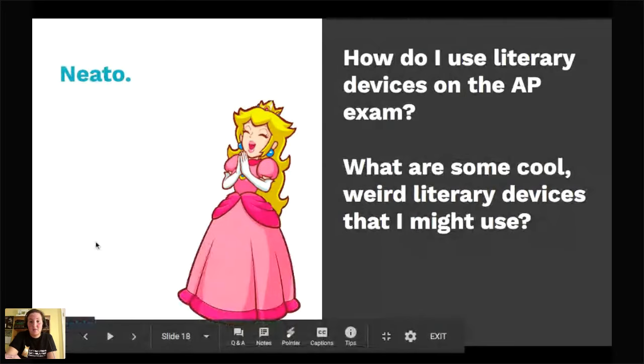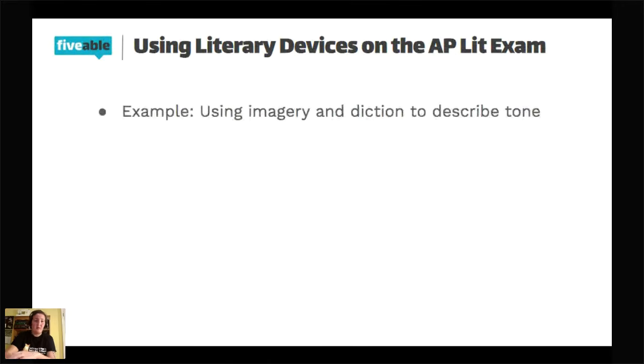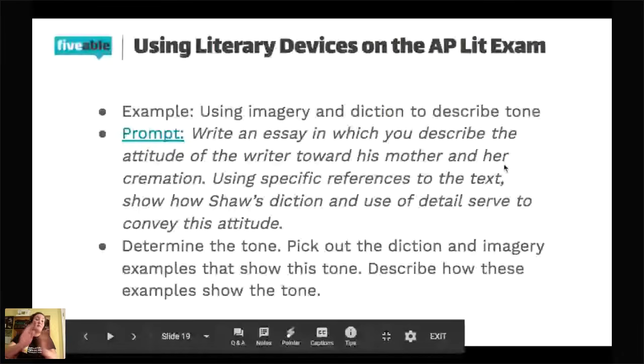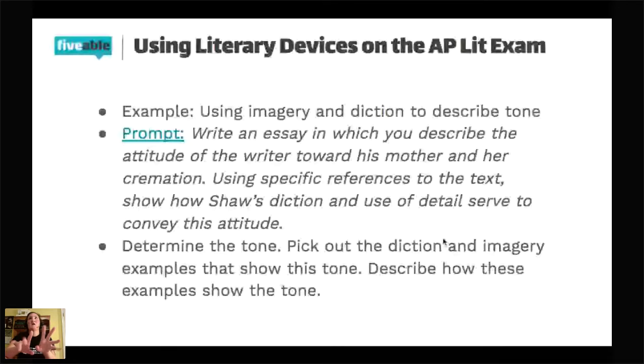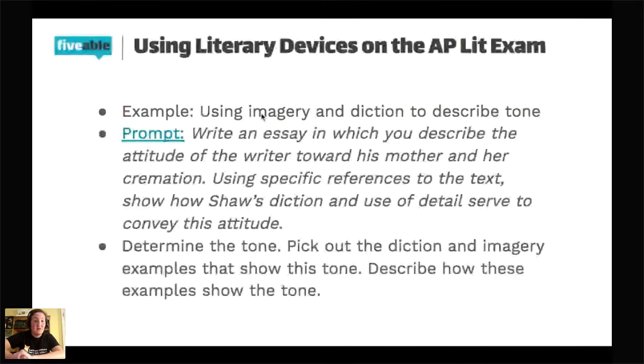So then how do I use devices on the AP exam, and what are some cool, weird literary devices that I might use? I'm going to go through this more quickly because I want to get to your questions. So when you use a literary device on the exam, an example, they may ask you to use imagery and diction to describe tone. The prompt, they will give you a reading for this. I'll just read the prompt and I'll tell you what the reading was. Write an essay in which you describe the attitude of the writer towards his mother and cremation. This is a super old one. Using specific references to the text, show how Shaw's diction and use of detail serve to convey this attitude.